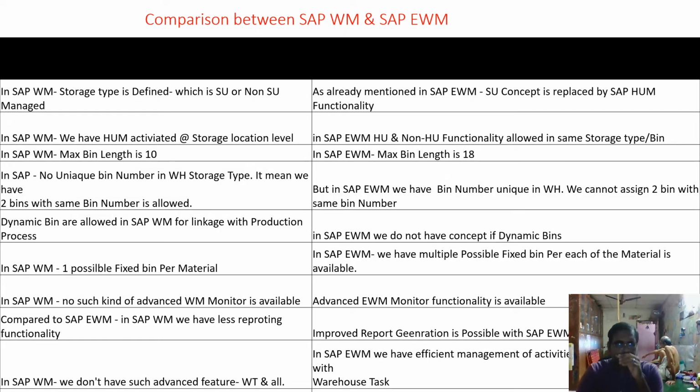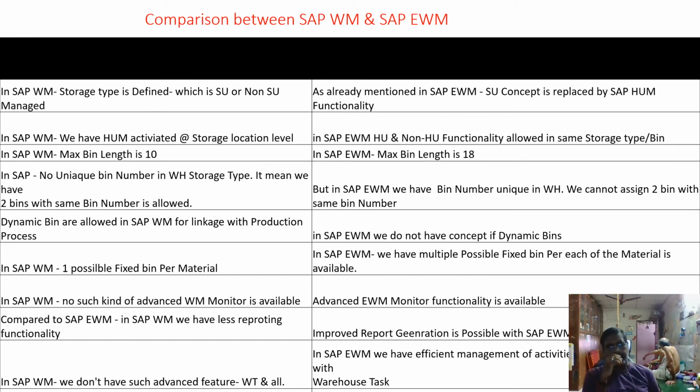Now, in SAP WM, the storage type is defined as either HU managed or non-HU managed. HU management is activated at the storage location level. In SAP EWM, the storage unit concept is totally avoided and replaced by HUM, that is, handling unit management functionality. In SAP WM, HUM is activated at the storage location level.